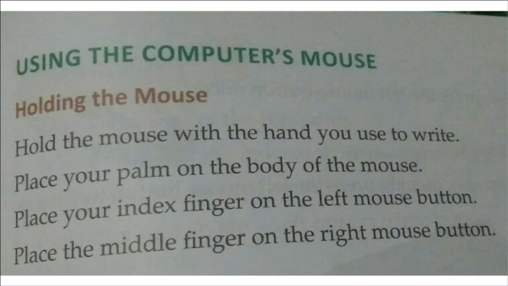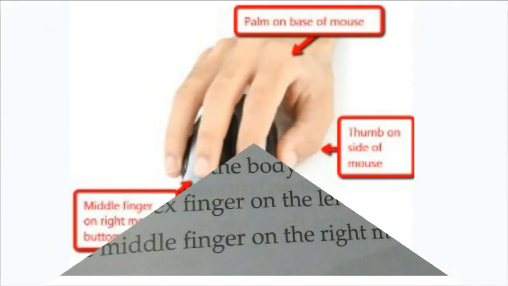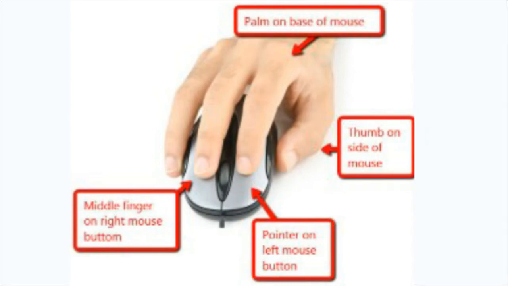Hold the mouse with the hand you use to write. जिस हाथ से आप लिखते हैं, always means right hand. You have to hold the mouse with your right hand. Place your palm on the body of the mouse.